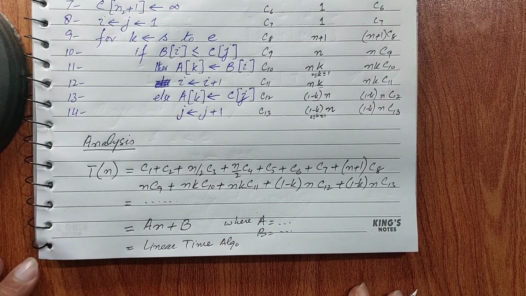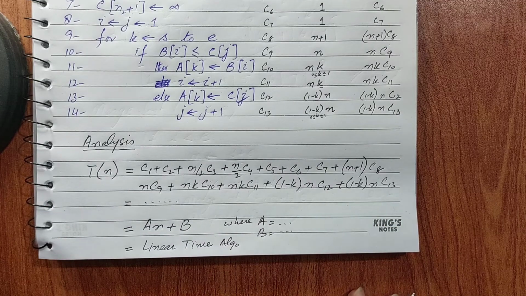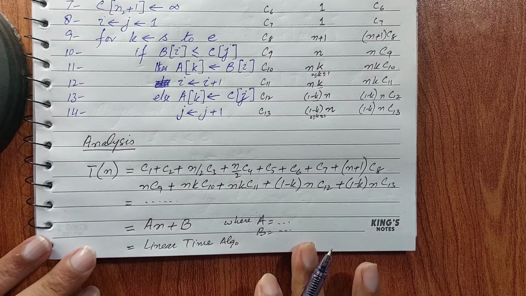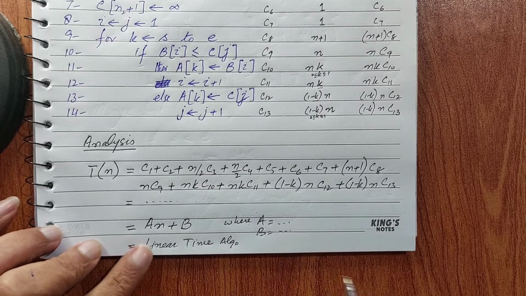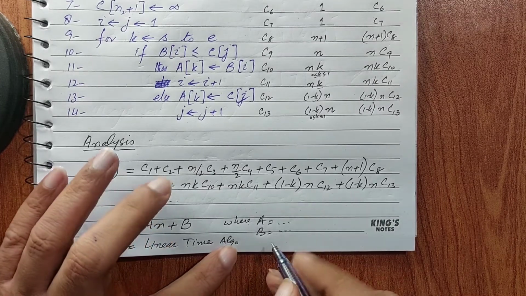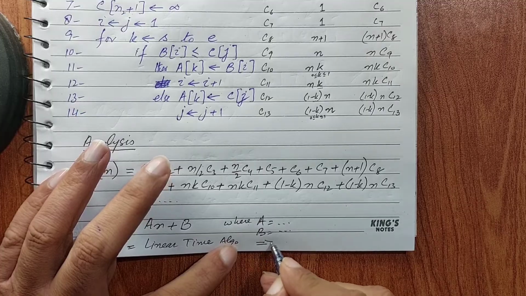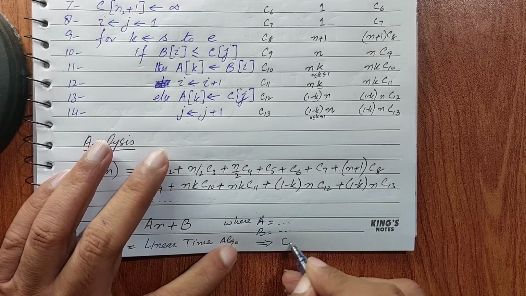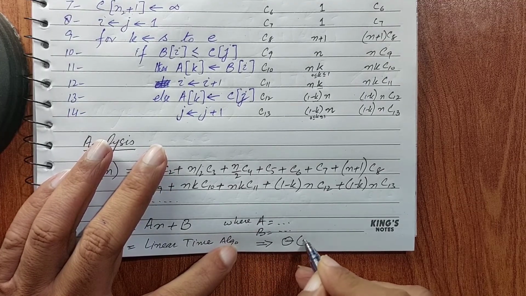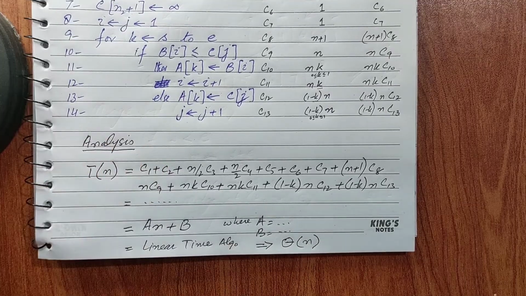Next we are going to calculate the time complexity of the whole merge sort. We have calculated the time complexity of the merge, and we can represent it in asymptotic notation as theta of n.